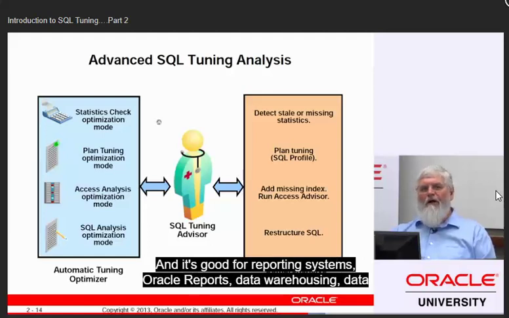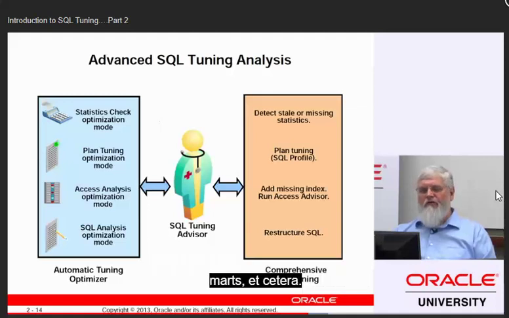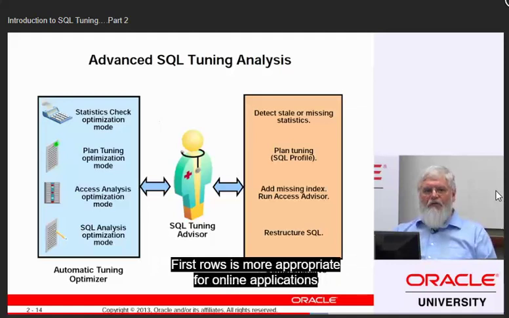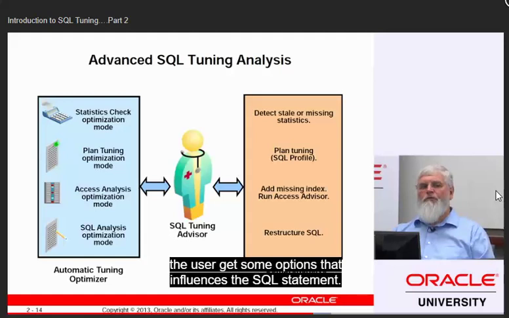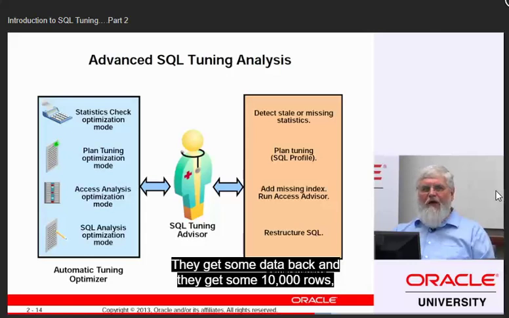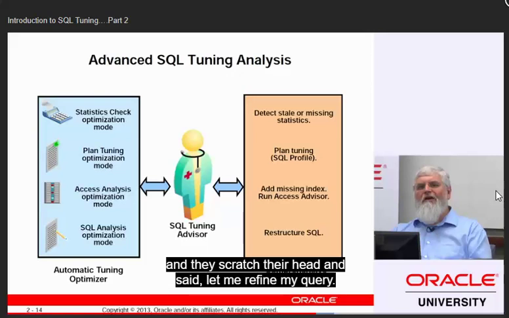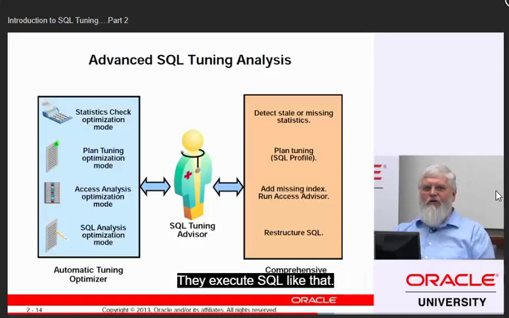So fundamentally, we want to make sure we're optimizing the right way. Particularly on web-based applications, quite often the user gets some options that influence the SQL statement. They get some data back, they get some 10,000 rows, and they scratch their head and say, let me refine my query. Things like searching Google on the web and Yahoo is very common. They execute SQL like that. So they refine their SQL to reduce the data, so quite often they don't run it to completion. In that case, first rows would be a better optimization technique for that application.